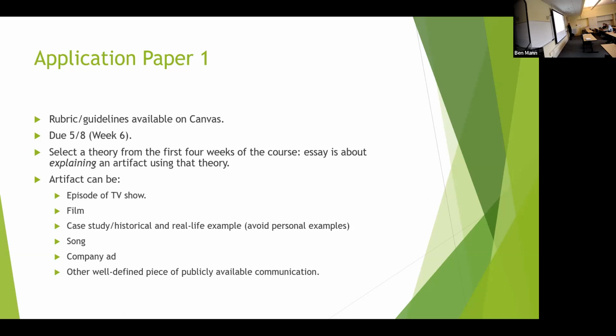We are not going to have a formal meeting in class during finals week or anything like that. You'll instead be turning in that final paper to Canvas that incorporates that revision.